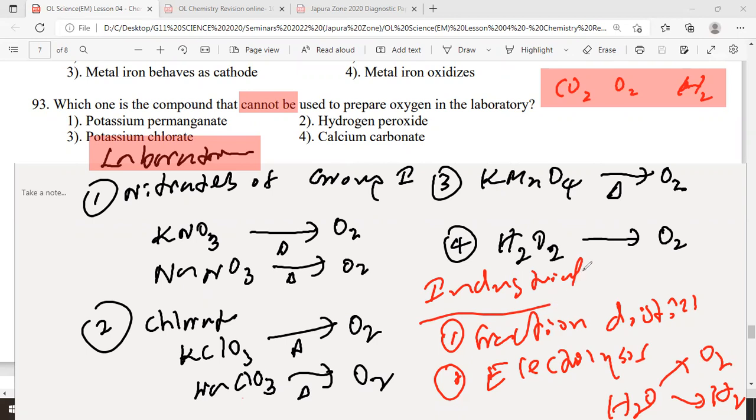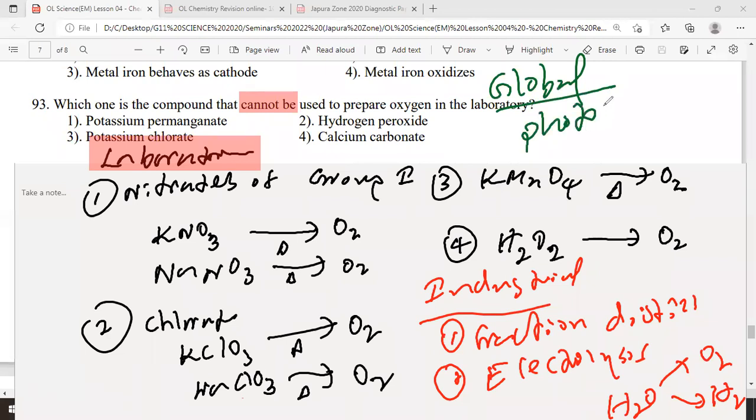That is industrial. But now also you get oxygen, everyone is breathing, right? You all breathe in oxygen, you inhale oxygen. From where is that oxygen coming? Not from any of these methods. That oxygen is coming from where? Coming from the plants, green plants, that is by photosynthesis. Globally, oxygen is produced by photosynthesis.